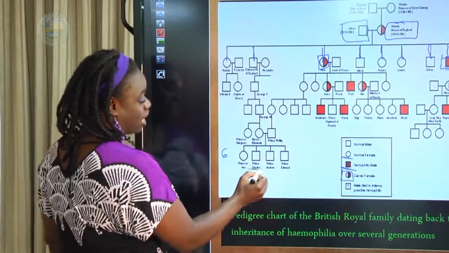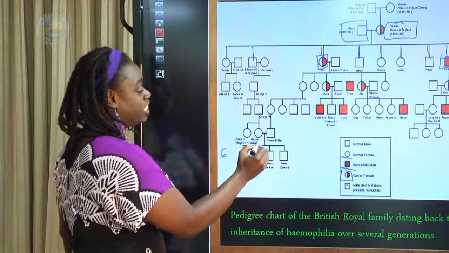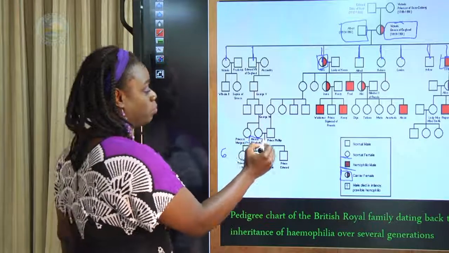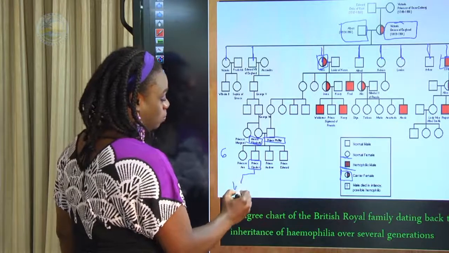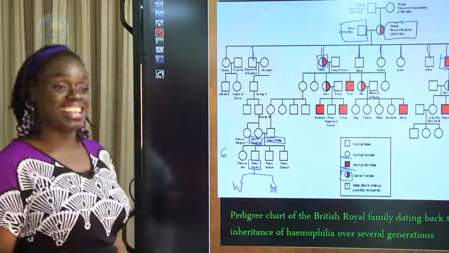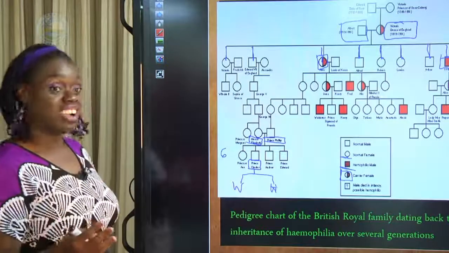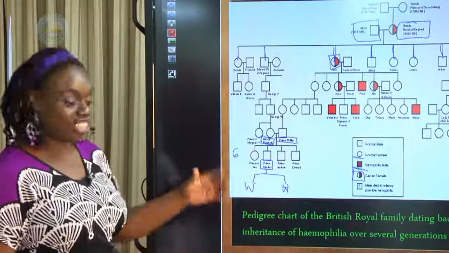Here we have Prince Charles, who we know is still alive today. His mother is Queen Elizabeth. Here she is with Prince Philip. And they have William and Harry, who we know are both married to Kate and Meghan. And they also have their children. So the pedigree chart can continue, of course, further down.